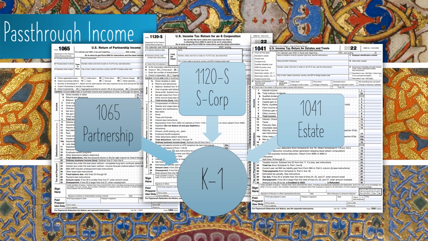1120 S Corps are very similar and most often are reporting pass-through income to their shareholders. And estates also are very similar in that they collect all the income and then divvy it out amongst those who have a share of that income, and those who have that share will report it on their 1040 returns.